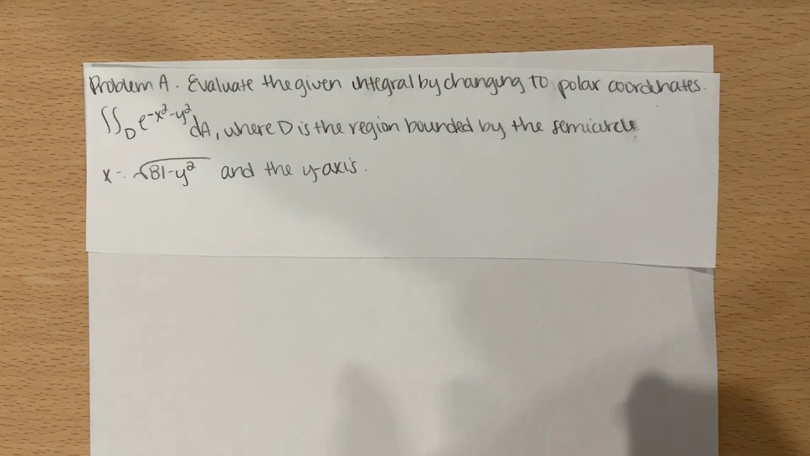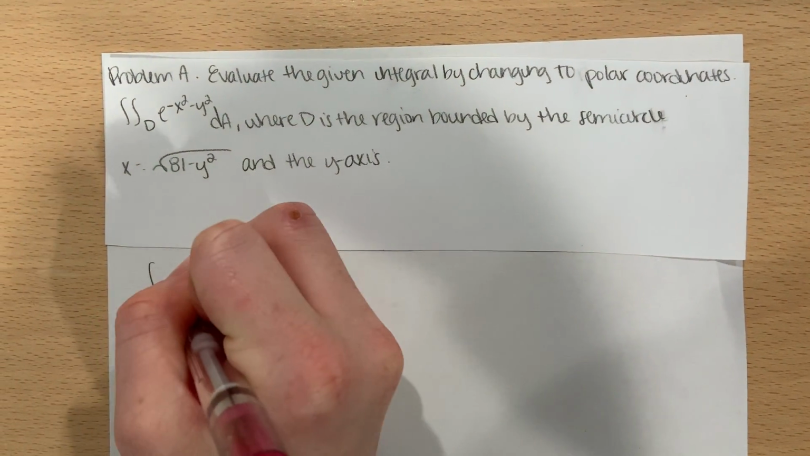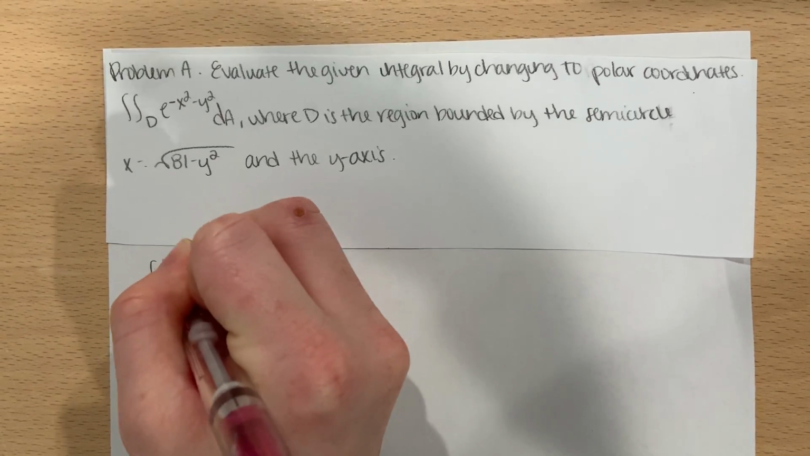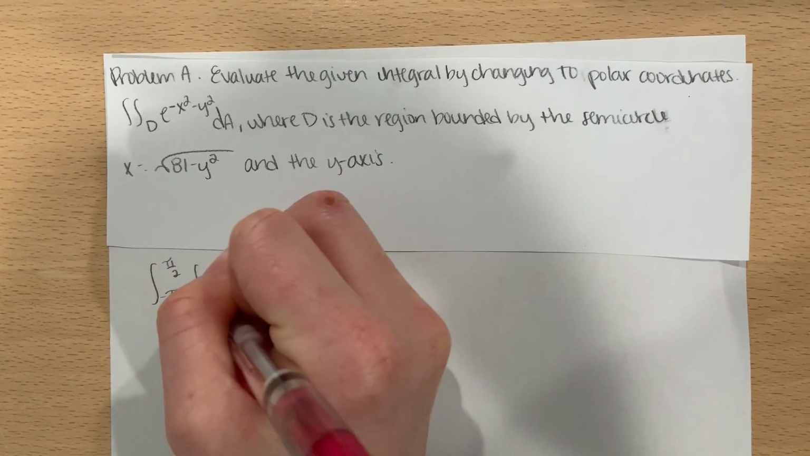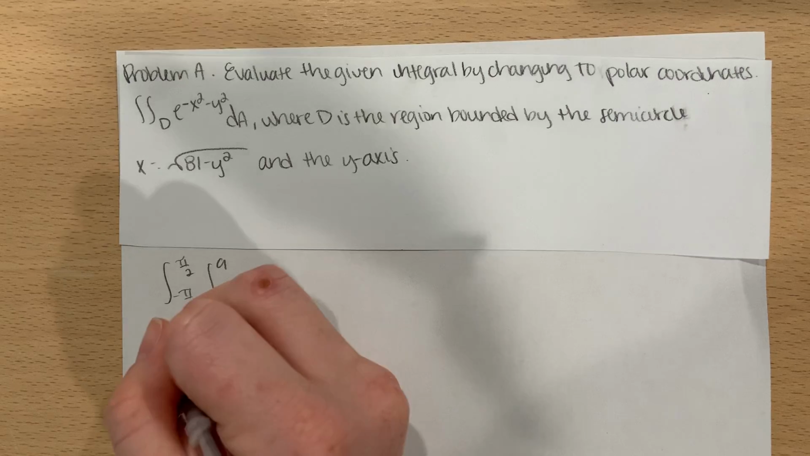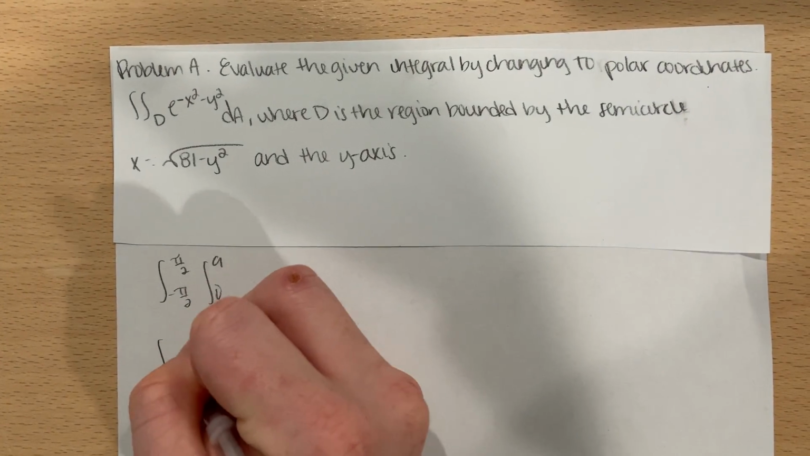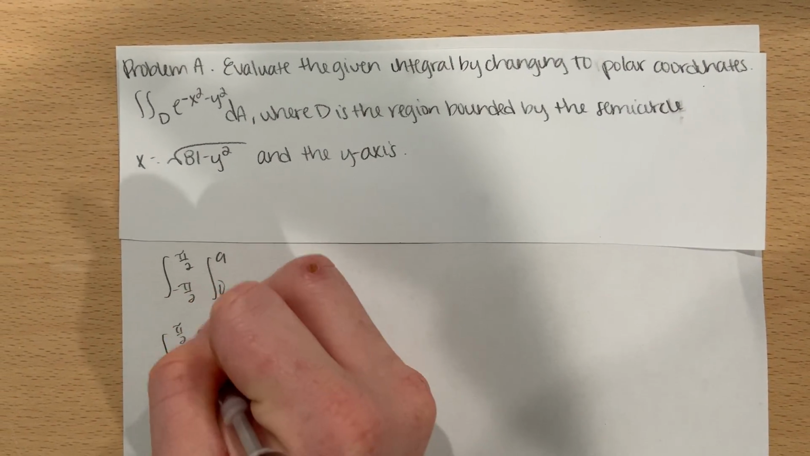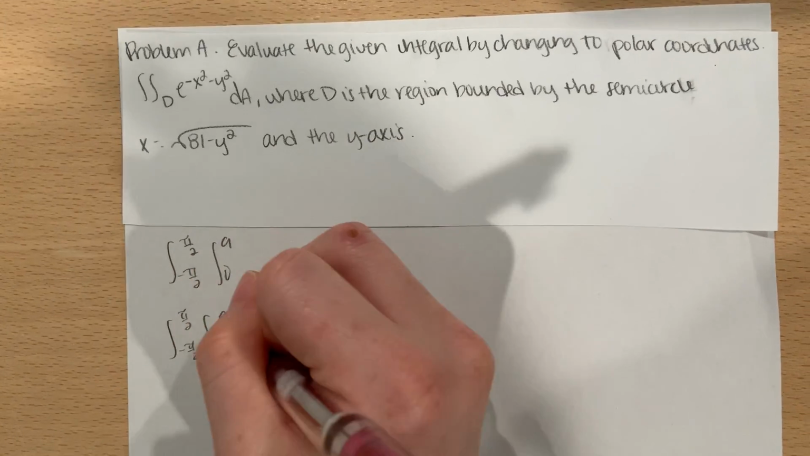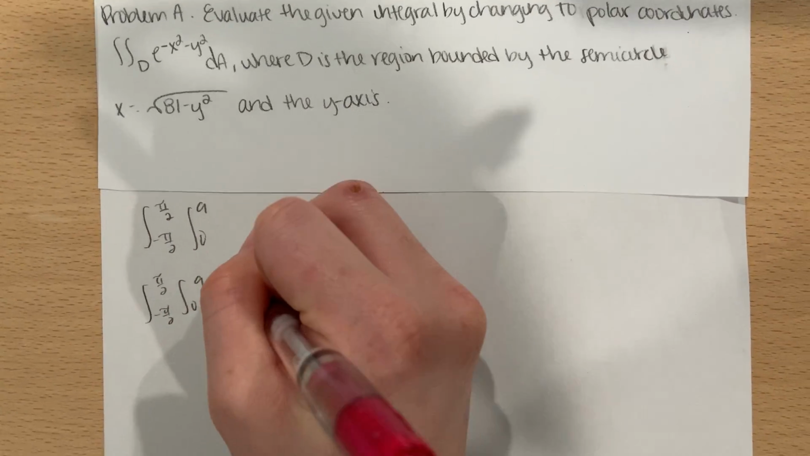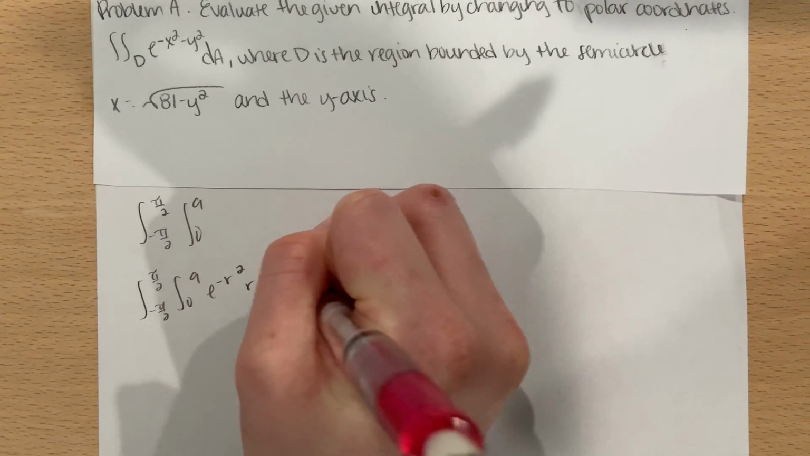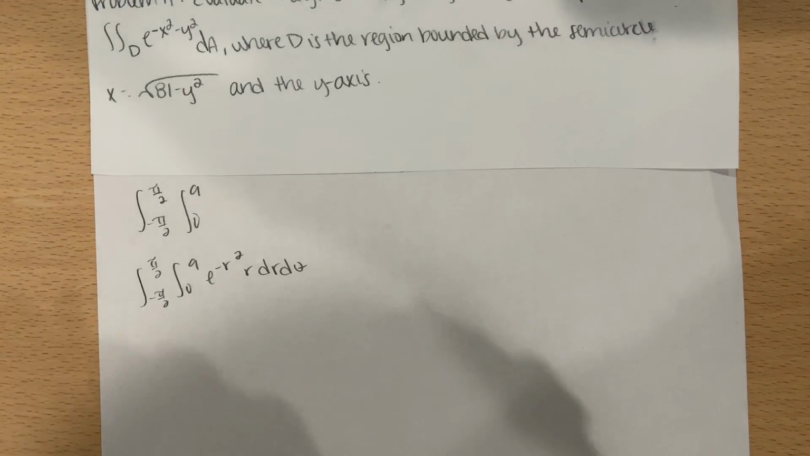So to start off, we're going to write our bounds, which is going to be negative pi over 2 and positive pi over 2, and 0 and 9. So now we have our bounds, and then e to the negative r squared r dr d theta. So now we're going to separate the two.